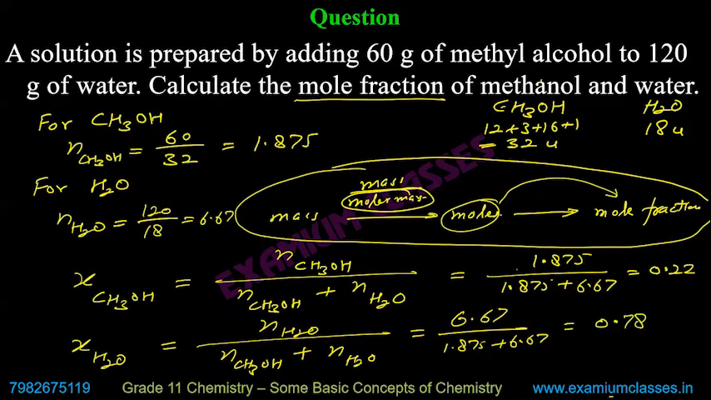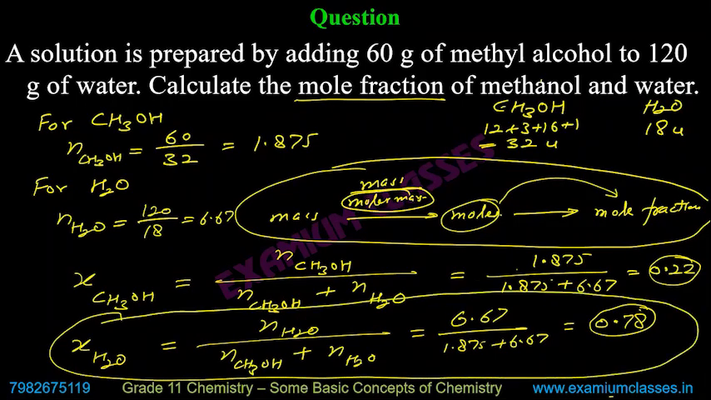0.78. Yes. So we can directly subtract it from 1. That's what I'm coming to. If you see now, 0.78 is just 1 minus 0.22. So you don't need to do this much calculation. That's what I said when I explained mole fraction, that the sum of all mole fractions will always be 1. So you will get the values 0.22 and 0.78. That will be the answer.